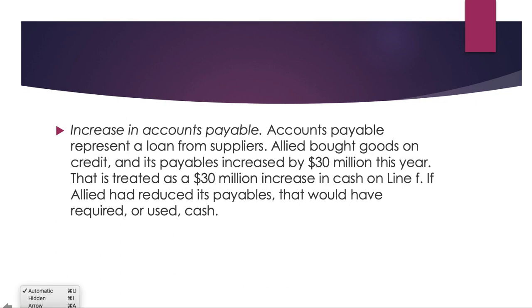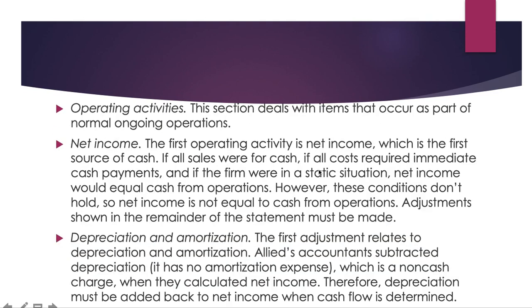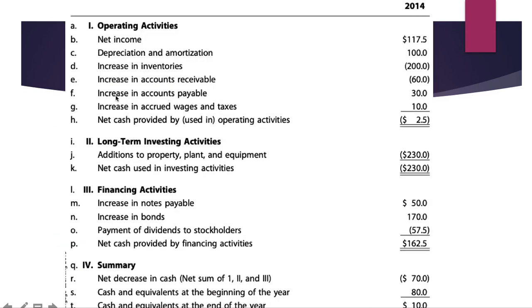And then we have the increase in accounts payable. Accounts payable represent a loan from suppliers. Allied bought goods on credit in this example, and its payables increased by, let's say, $30 million this year. This is treated as a $30 million increase in cash. Basically, if Allied had reduced its payables, that would have required or used cash. So again, going back here, we have increase in accounts payable. So basically that's reflected as a positive effect on our cash flow.